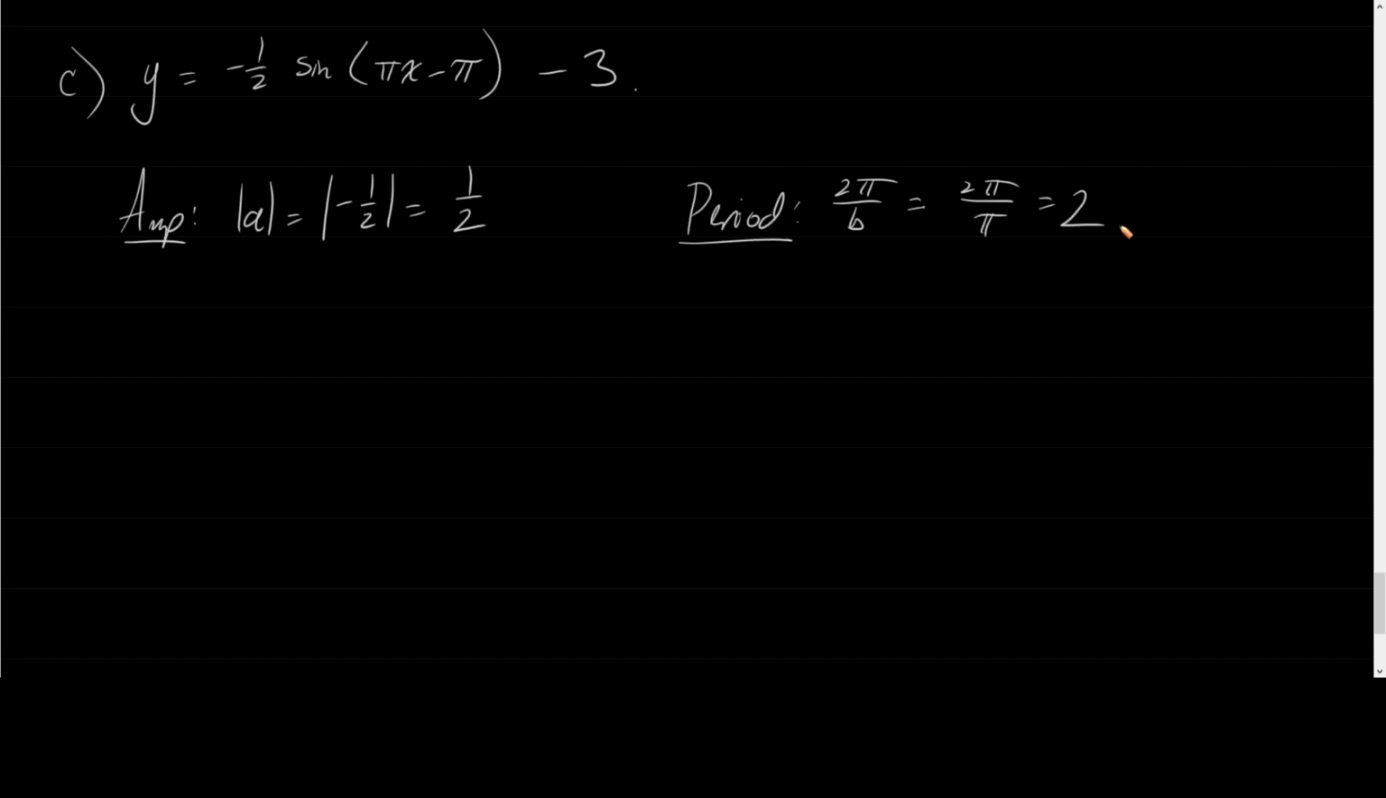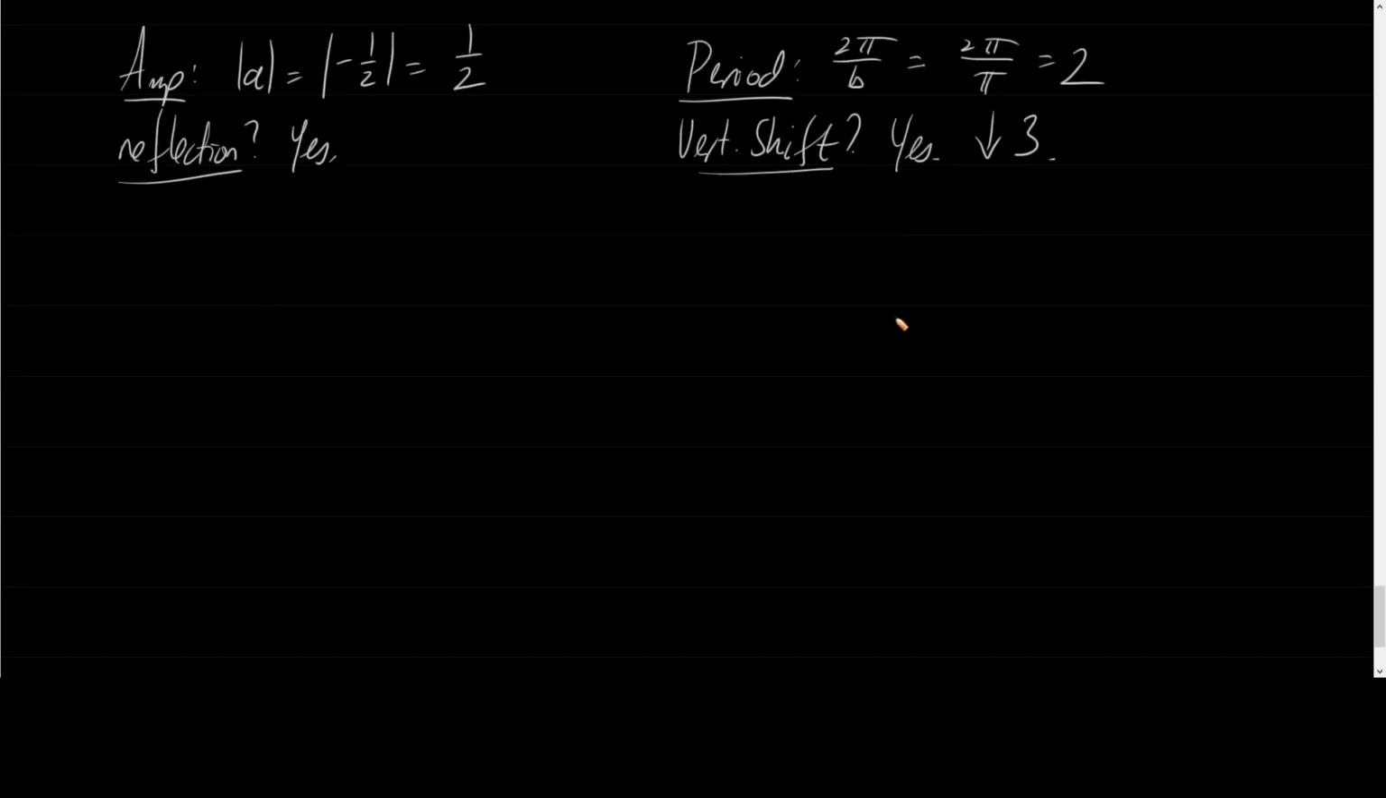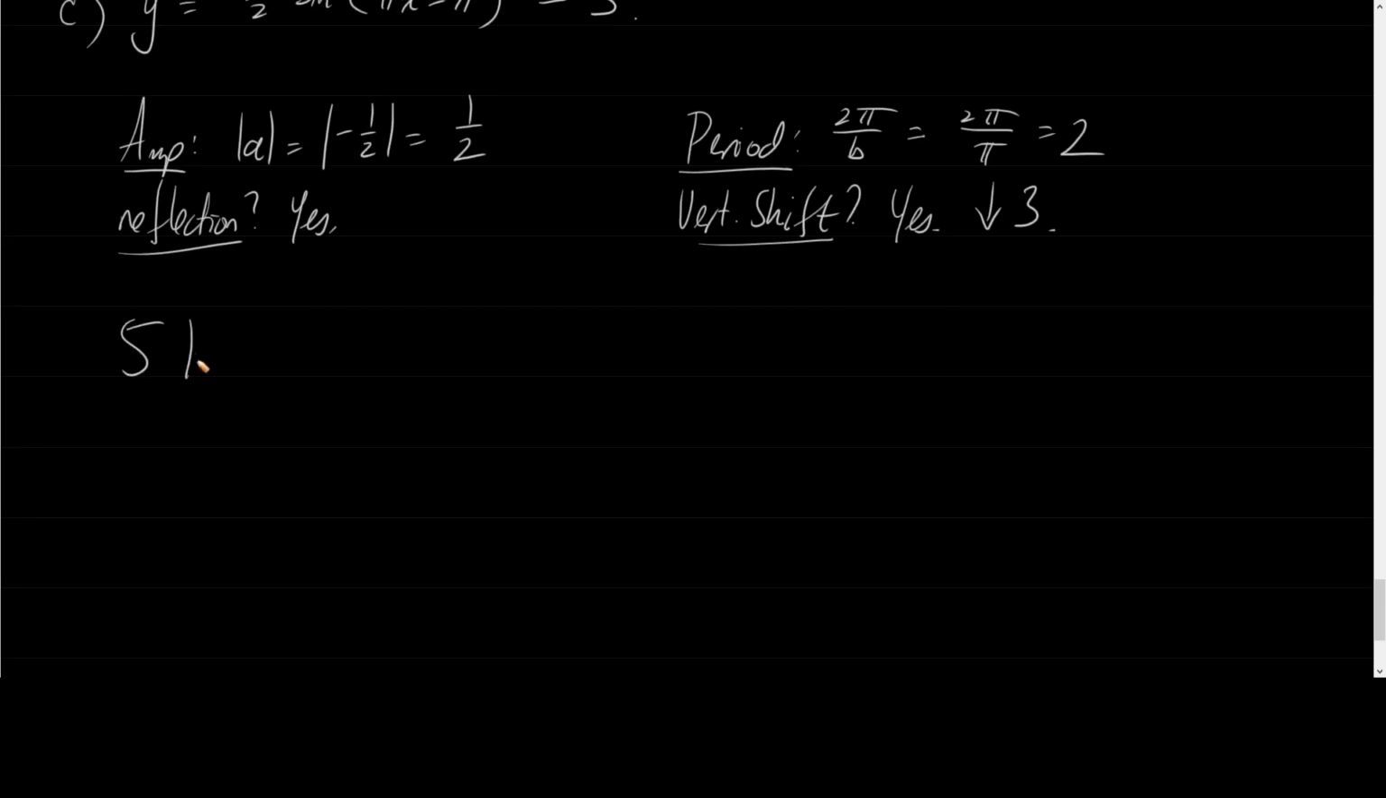The other thing that we need to consider here is, is there a reflection? Well, yes, there is a reflection, because of this negative value here. Is there a vertical shift? Well, the answer is yes, because we have a -3 at the end there, so it's going to go down by 3. We'll talk about how that affects things. What else do we need? Well, we need to figure out our 5 key points. So it's 1, 2, 3, 4, 5.